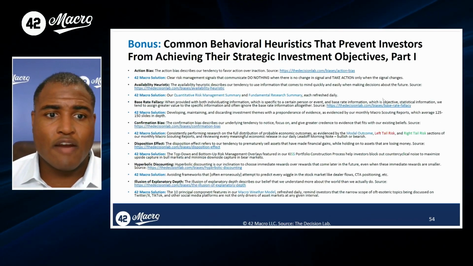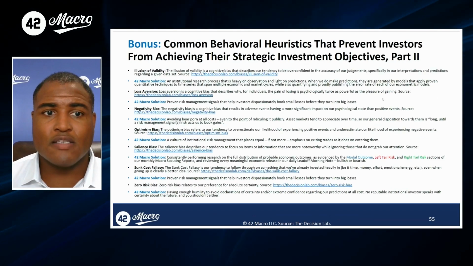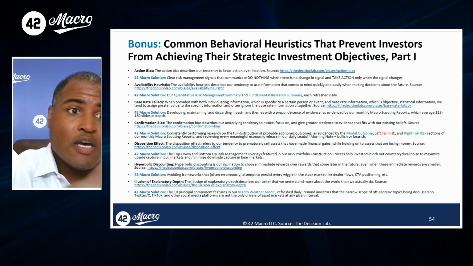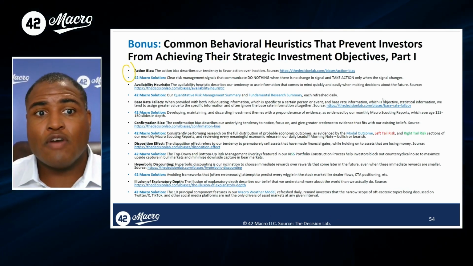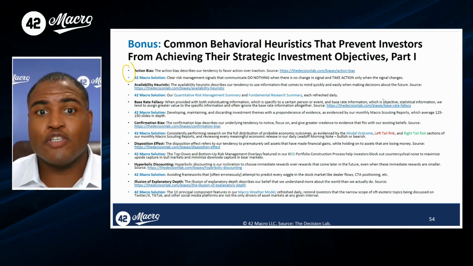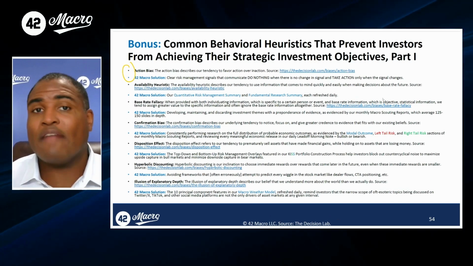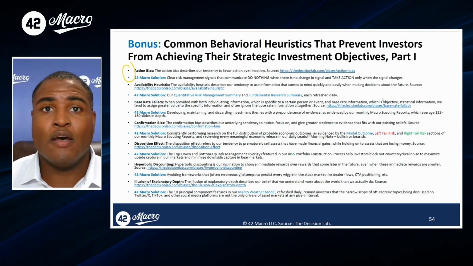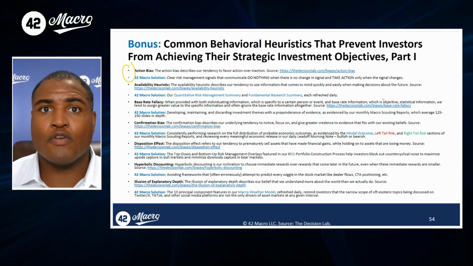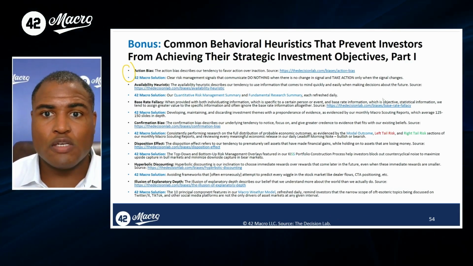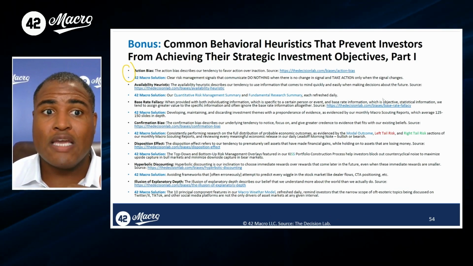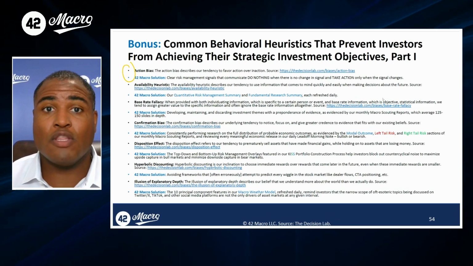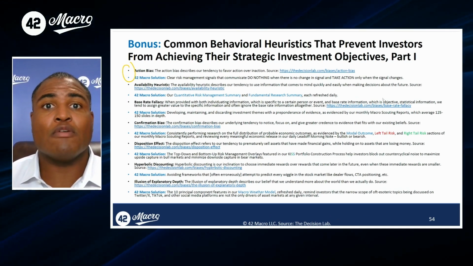In fact, I'll just highlight my two favorites from these slides. My first favorite, actually my favorite from each slide, is the first bias. The action bias describes our tendency to favor action over inaction, and this is something a lot of investors struggle with on the retail side and the institutional side: overtrading their portfolio, having more turnover than is necessary to achieve those strategic investment objectives. Our solution is having clear risk management signals that communicate do nothing when there's no change in signal, and take action only when the signal changes.